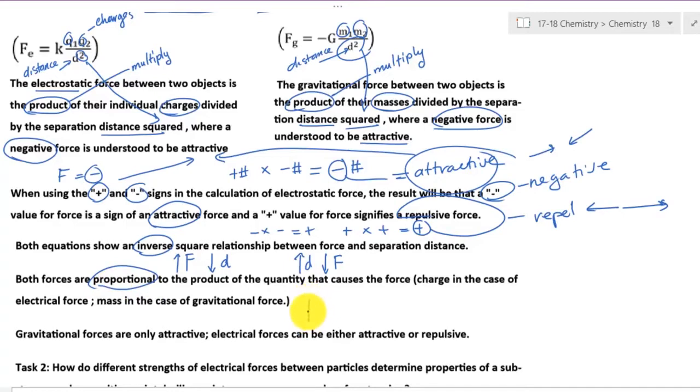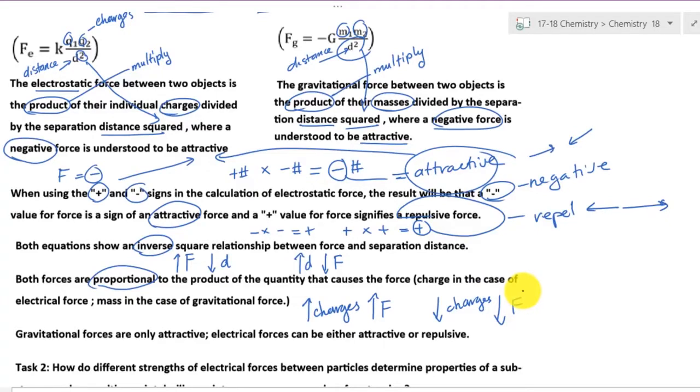So if we increase the charges, guess what happens to the force? It also increases as well. The same thing going the other way around. If the charges get smaller, guess what happens to the force between them? It gets smaller as well.